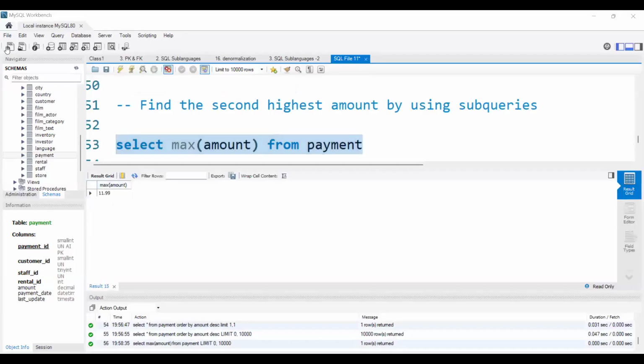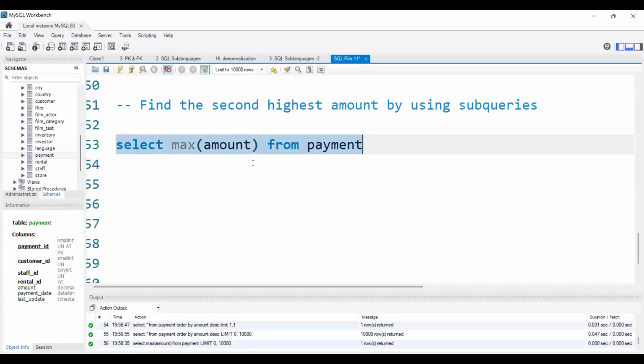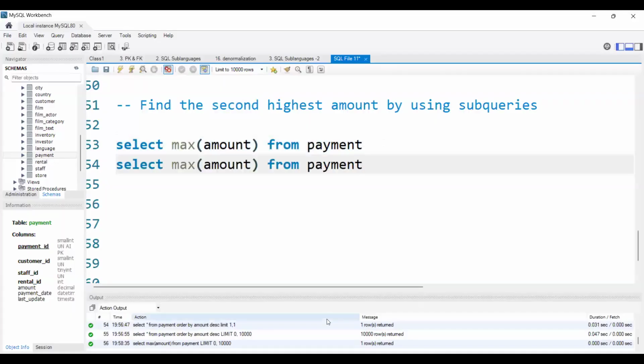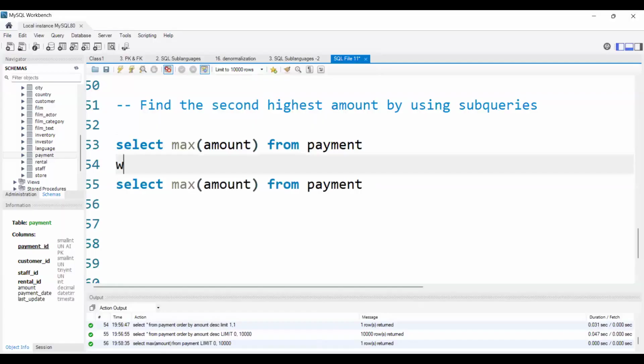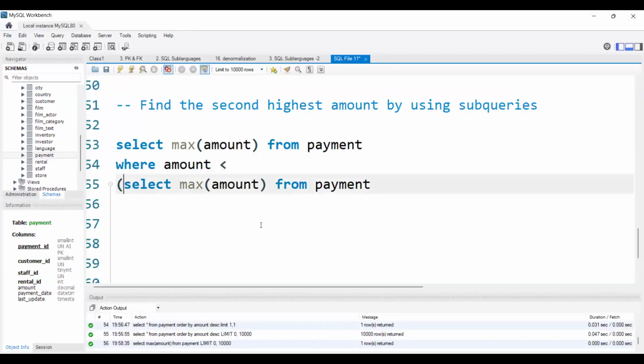Whatever maximum value I have, I will get that. Correct? But I am saying I want to display the second highest amount. Now what I need to do here is write this as my inner query. Basically, I will use these two statements two times. I will say where amount, where amount, what I need to write here? Less than. I will write this one inside the inner query.